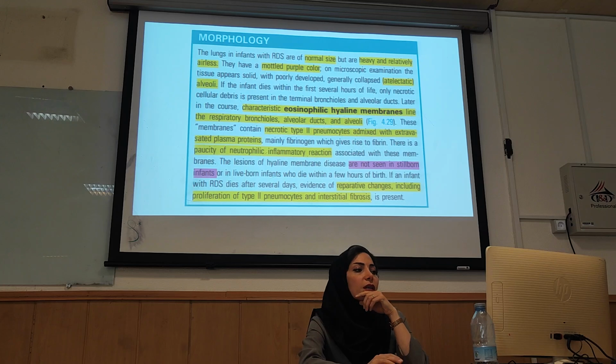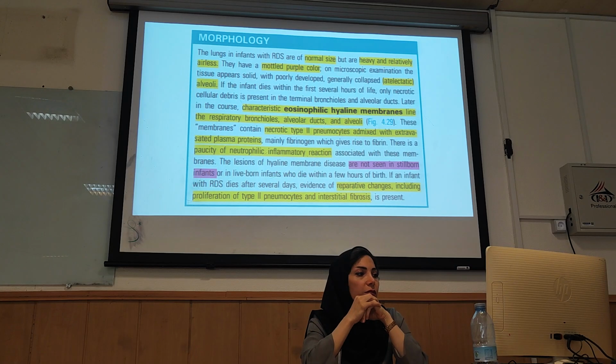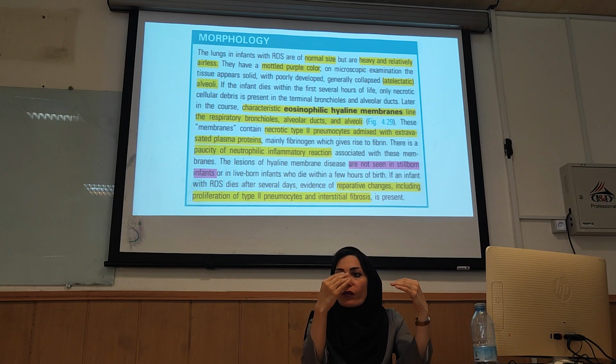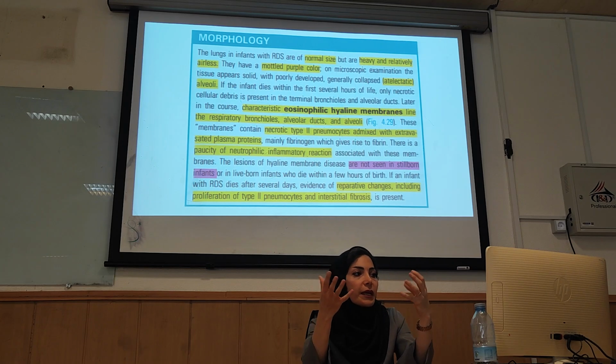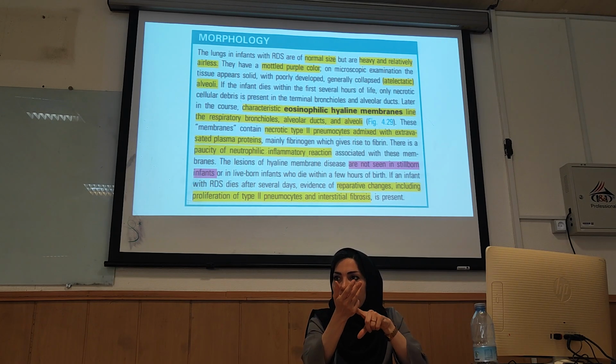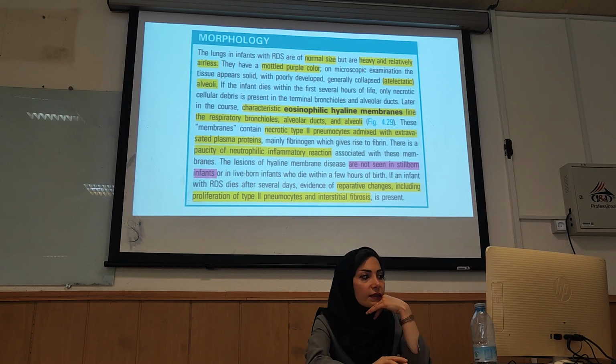In your book, Robbins Pathology, you see some frames that are labeled as morphology. These frames are very important. Read all of them and pay attention to them because they explain data about the gross or microscopic examination of the related disease.